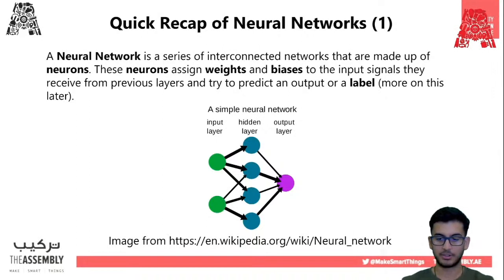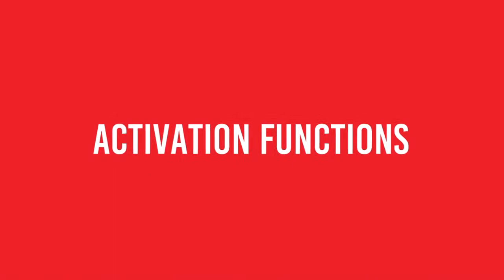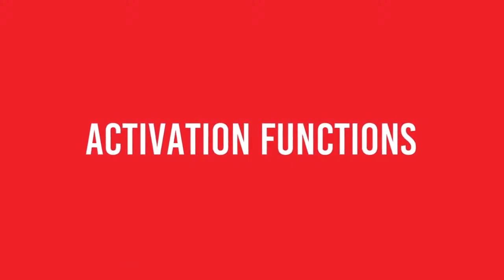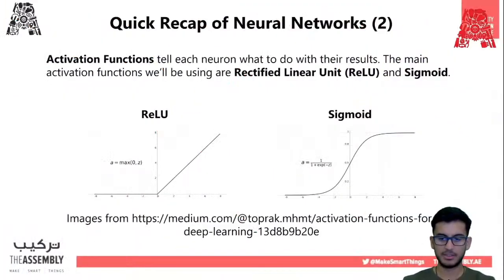Finally, the hidden layer is where the magic happens. A neural network can have many hidden layers and hundreds or even thousands of neurons. Each neuron gets more and more accurate every epoch, to a certain extent. Now let's look at some of these functions. Firstly, we have the activation functions. These functions tell neurons what to do with their computations.